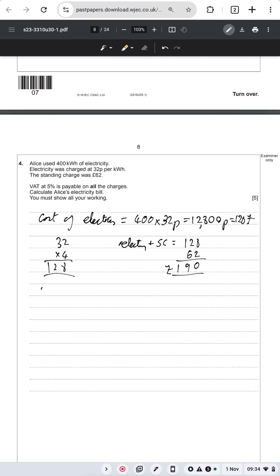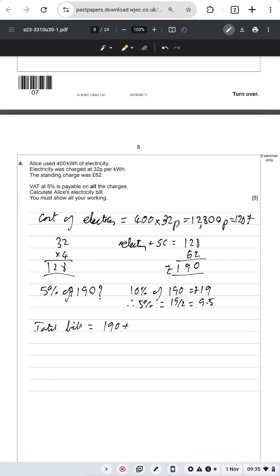We now have to find 5% of £190. Well, 10% of £190 is £19. Therefore, 5% is half of that, so it's 19 divided by 2, which is 9.5. So total bill is equal to 190 plus 9.5, which is £199.50.